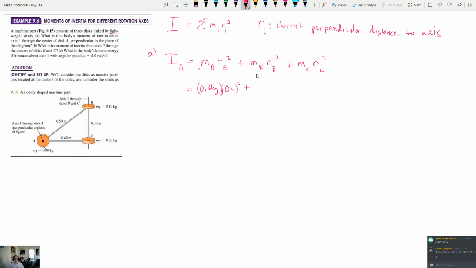Okay. Next, we have MB RB squared. So we have mass B, and now we need to multiply by the shortest perpendicular distance. Now in this case, the axis is going into the screen, which means that what distance should I use? Should I use 0.4 meters? Should I use 0.5 meters?